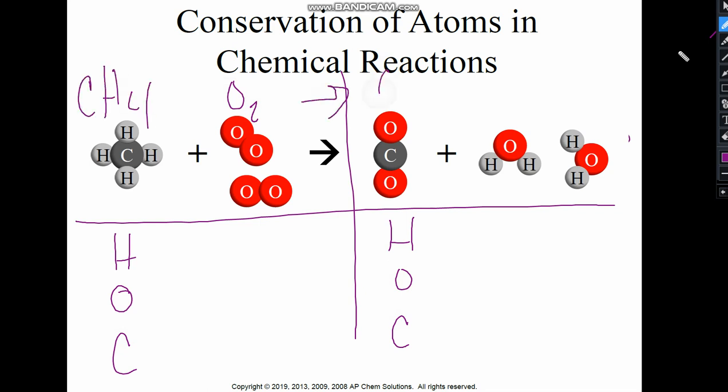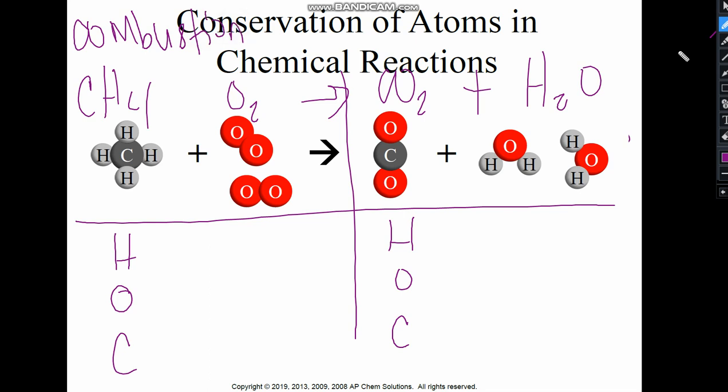and it changes into CO2 plus H2O, and you should all hopefully remember that this is a combustion reaction, because anytime we have a hydrocarbon plus oxygen, we always get CO2 and H2O. So when you balance this out, you must have the same amount of hydrogens on both sides, the same amount of oxygens on both sides, and the same amount of carbons on both sides. That is the conservation of atoms in a reaction.